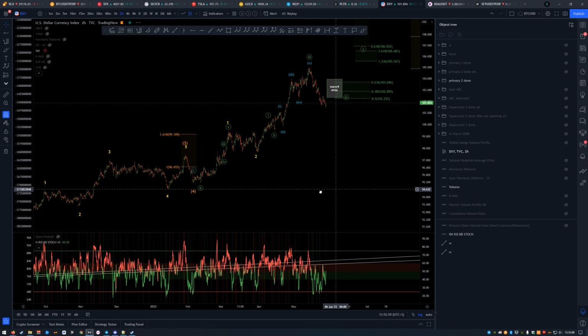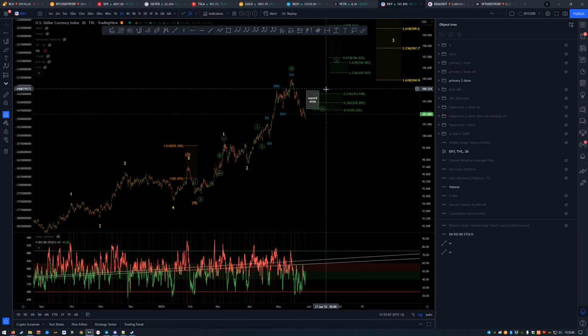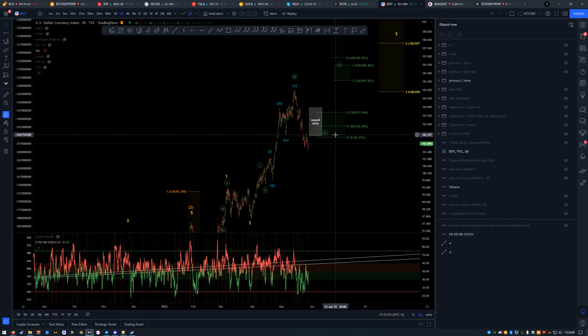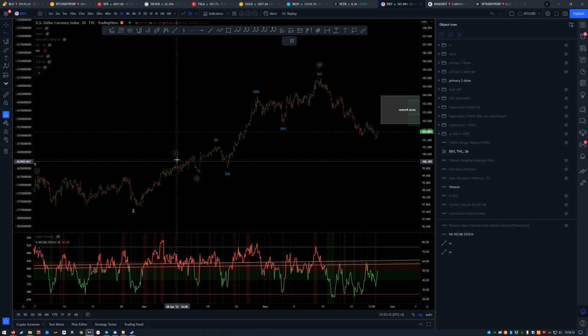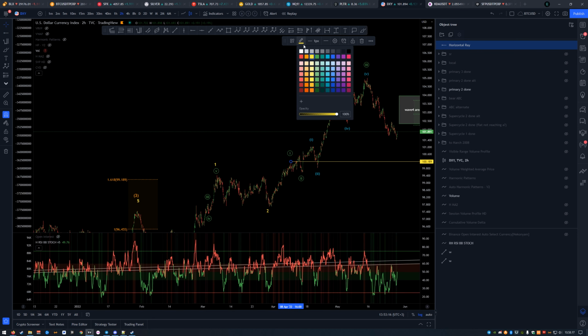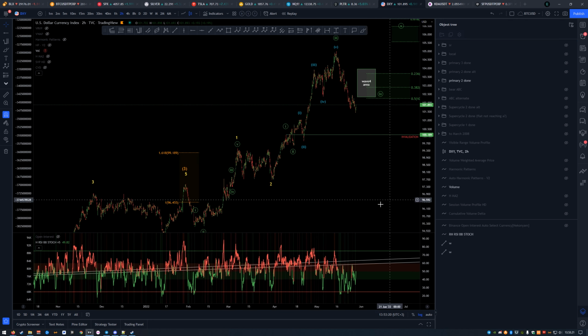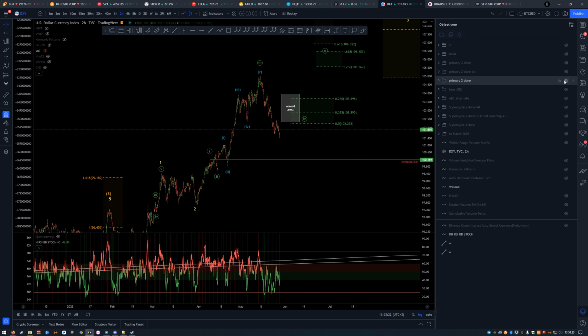Again, this count is a bit worse now, as we have already retraced so much here, but it's still not invalid. Invalidation is all the way down here. Where do I have the wave 1 ending? I've labeled it here. Let's just have it there. And invalidation and color. There we go. So yeah, this is still in play.